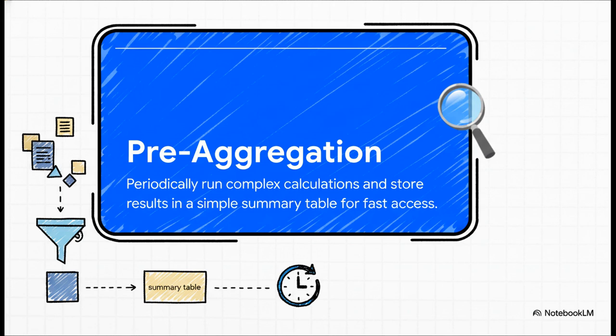Think about it. Let's say you're exporting last month's sales data. That data isn't changing, right? So why would we run all these expensive, complicated calculations from scratch every single time someone hits that export button? It makes no sense. Instead, you can have a background job that runs once a day, does all the heavy math, and saves the final results in a nice, simple summary table.